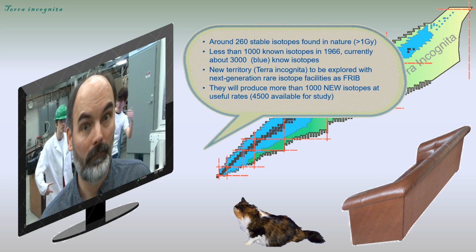Around 260 stable isotopes found in nature, greater than 1 gigayear. Less than 1,000 known isotopes in 1966. Currently about 3,000 known isotopes. New territory, terra incognita, to be explored with next-generation rare isotope facilities such as FRIB. They will produce more than 1,000 new isotopes at useful rates, 4,500 available for study.